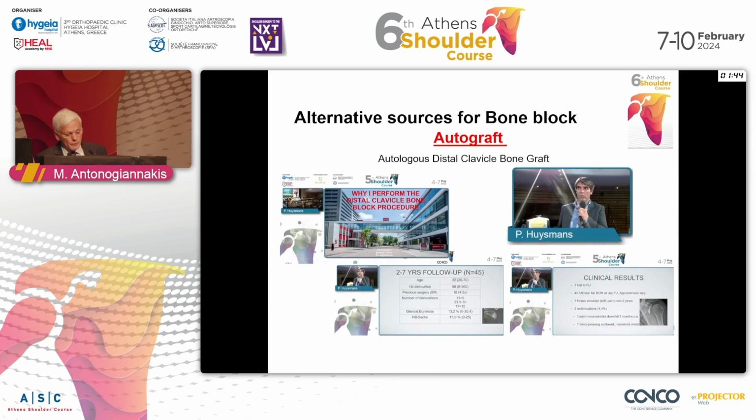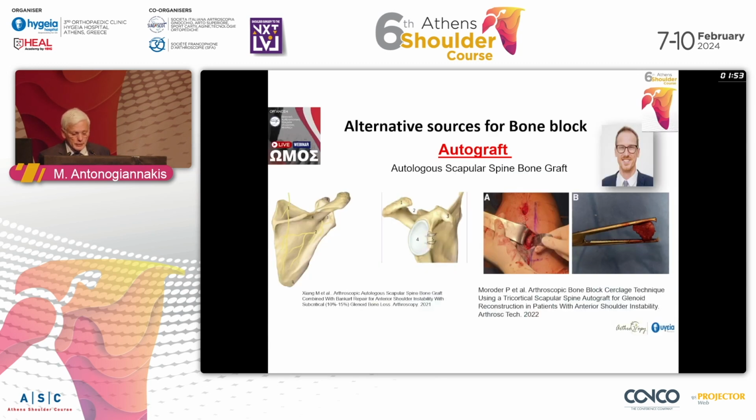And also we can use alternative bone source, autograft from the clavicle, distal clavicle. Paul just talked about this. Or Philippe Morodo used a part of bone from the acromion spine. Although these autografts are available, in my mind, I would not like to put another trauma to an already traumatized shoulder.